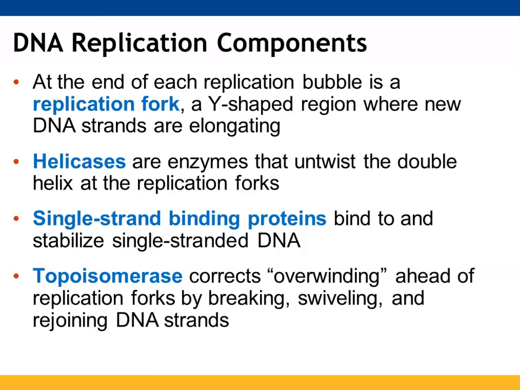So when replication occurs, at the end of each replication bubble, you have this replication fork, and that's where the DNA strands are growing. They're elongating. Helicases help to unwind the double helix at that fork so that the DNA is available to be replicated. DNA does not want to be single-stranded, so SSBPs, single-stranded binding proteins, will bind to the single-stranded DNA and help to stabilize it. And then topoisomerase will help to correct some overwinding of the replication forks so that it's able to not break the helix that's present with your DNA.